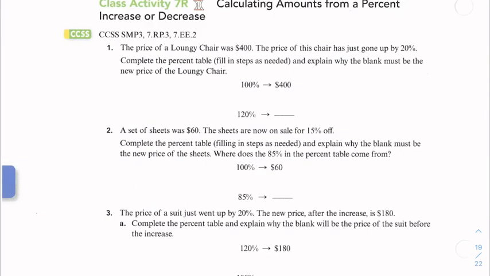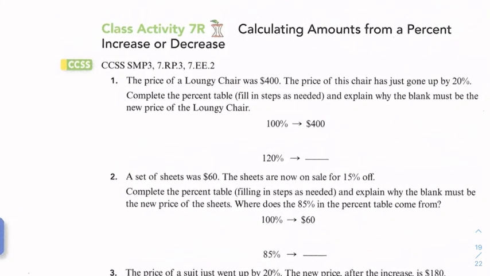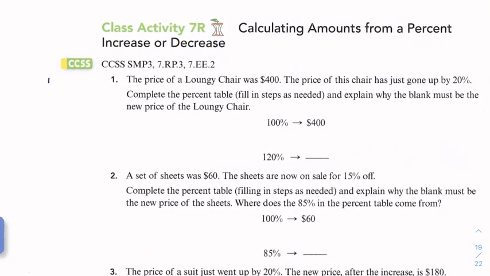In Activity 7R, we're going to spend a little bit more time giving ourselves practice in using different models for calculating percent. So just as before, I'm going to ask you to answer the question using the percent thermometer and also using the model that the textbook is asking you to use. The price of a loungy chair was $400. The price of the chair has just gone up by 20%. So it says to complete the table, but we're going to try and make sense of it using the percent thermometer. The price of a loungy chair is $400 and it went up by 20%.